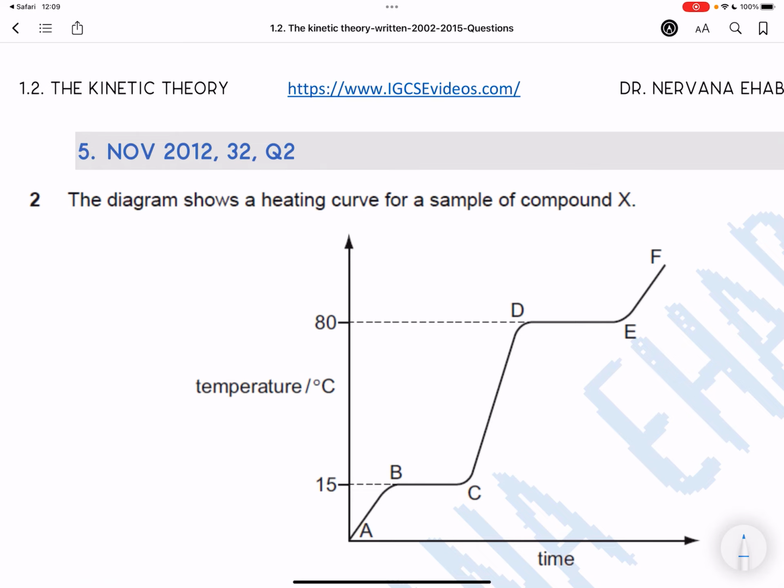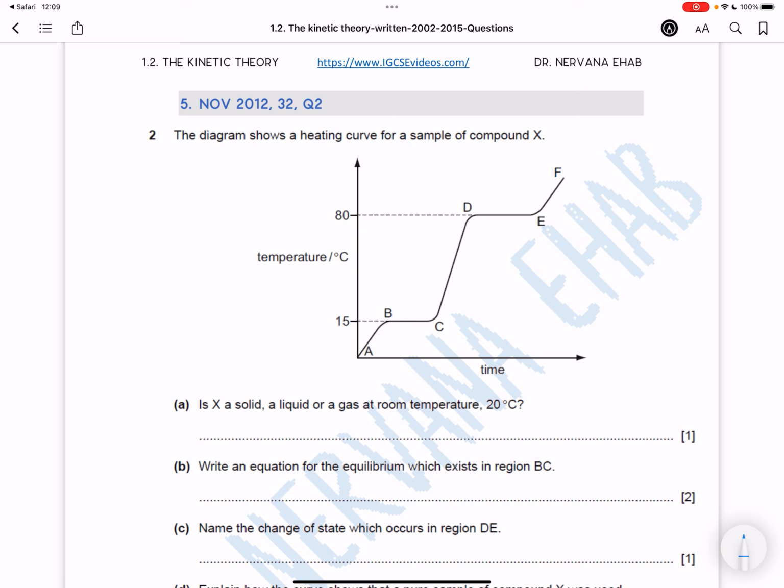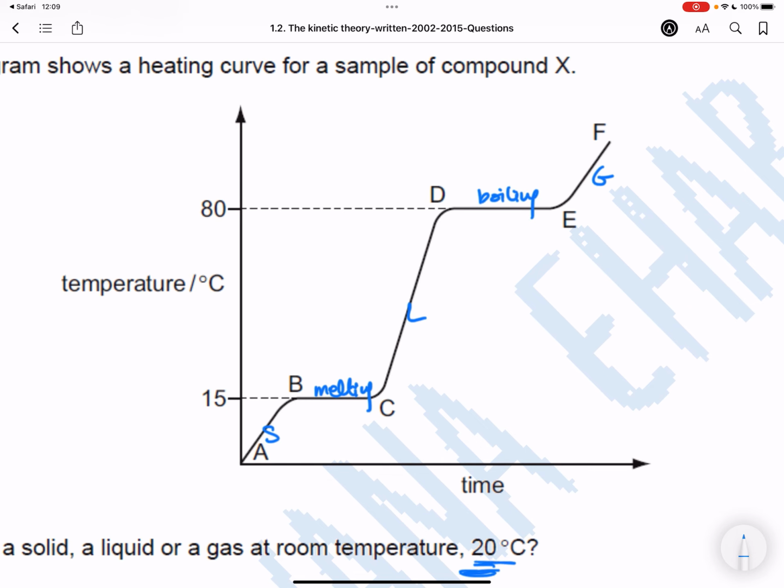The diagram shows a heating curve for a sample of compound X. Is X solid, liquid, or gas at 20? So we know that AB is going to be a solid, CD is going to be a liquid, EF is going to be a gas, and we know that BC is going to be melting, and DE is going to be boiling.